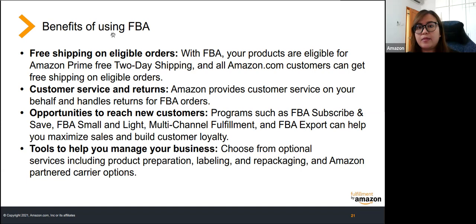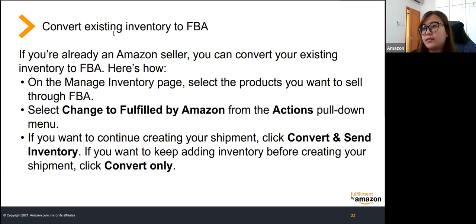So if you're already an Amazon seller, you can actually convert your existing inventory. So this is how you get started on FBA. All you have to do is go to your manage inventory page on the listing itself, change to fulfilled by Amazon, and under the actions menu, you can click convert only if you would like to do that. But if you're not ready to do your FBA shipment after the listing is up, just put convert only. Don't do convert and send inventory. So those are some options that you can look at.